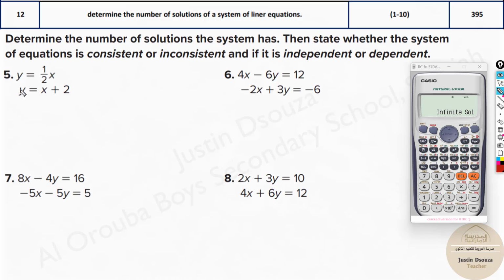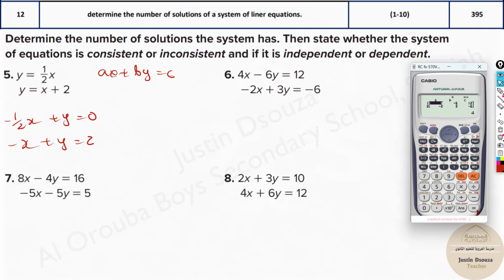Now the first one over here is not in the standard form, but don't worry. Just write it in terms of ax plus by equals c. So I'll take this to the other side. It will be negative half x plus y equals 0 and negative x plus y equals 2. Now you have to type these coefficient values in the calculator. It will be negative half. You can write 1 divided by 2, or you can write it as negative 0.5. It's fine. And 1 and 0, over here it's minus 1, 1, 2. The answers are minus 4 and minus 2.